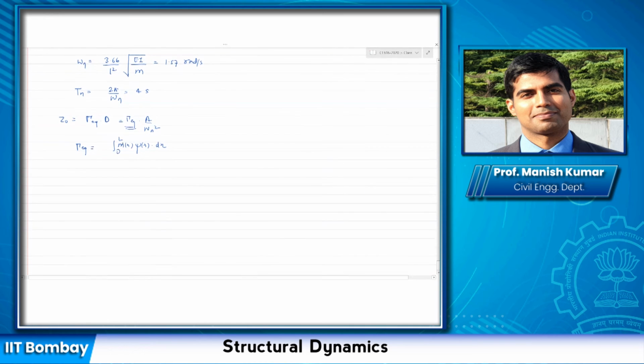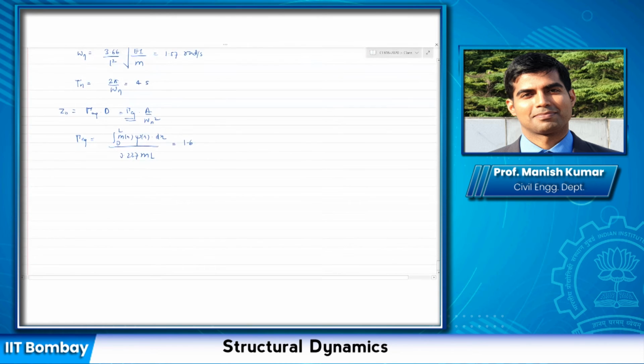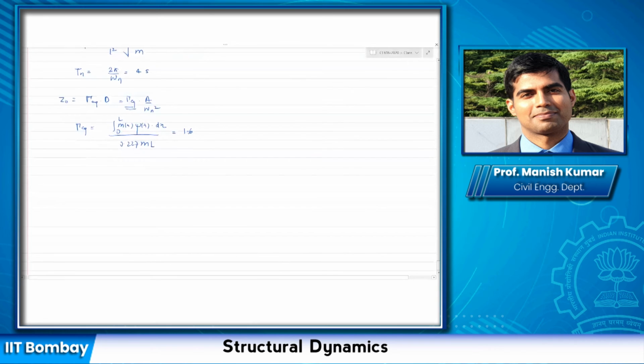And M equivalent I have already found out for this case. It was around 0.23, if I remember correctly. Yes, it is around 0.227 times mL. So the numerator expression you can integrate and see what it comes out to be. This whole expression I've calculated as 1.6. So my peak generalized displacement is 1.6 times the A value.